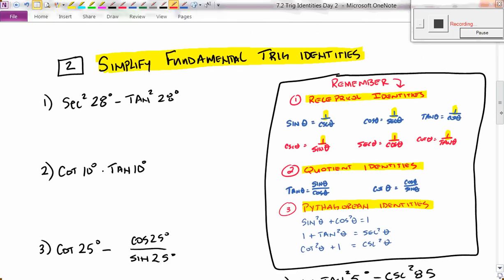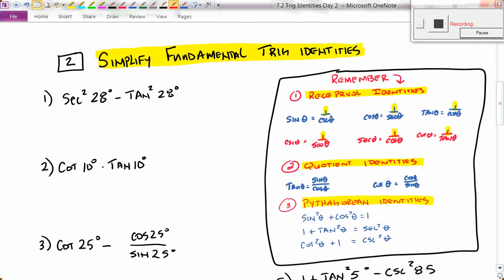The other idea that we talked about was simplifying fundamental trig identities. And we're going to do 5 problems here.